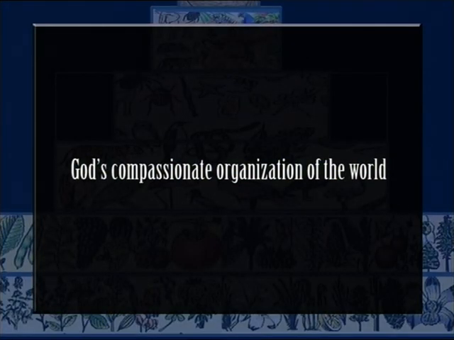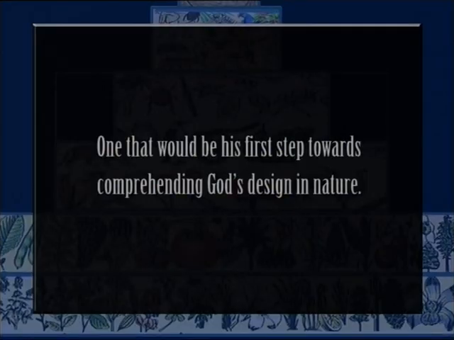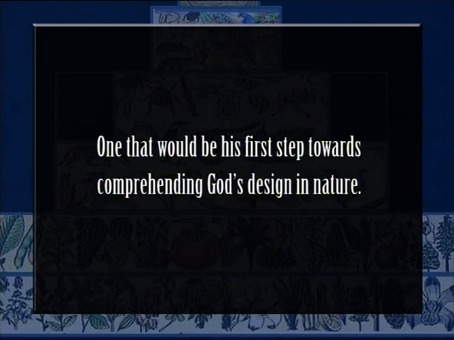Medieval European scholars were guided by both Aristotle and the Bible, and they believed that nature, including all the species on earth, reflected God's compassionate organization of the world. Linnaeus became convinced that he could organize all of life into a single artificial system, one that would be his first attempt towards comprehending God's design in nature.